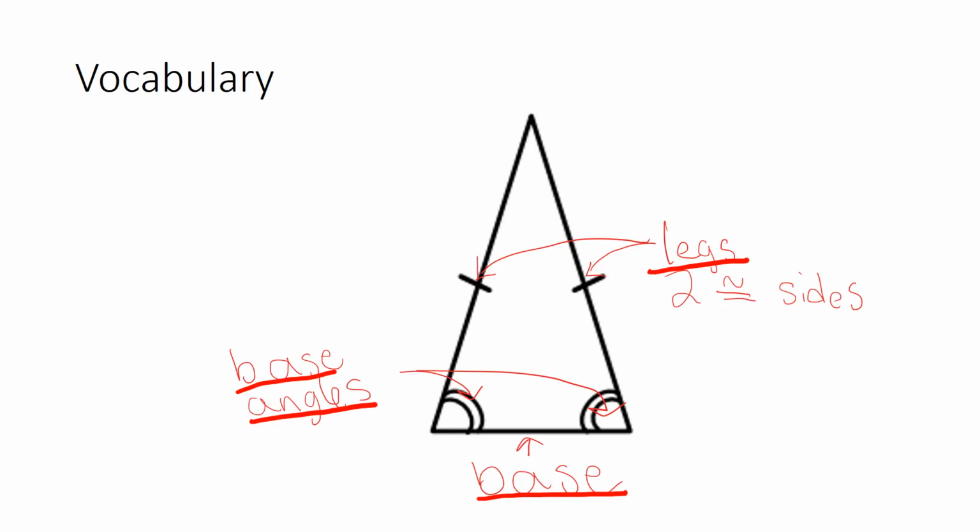If you notice in our image here, these base angles are always congruent. They will always and forever be congruent, so make note of that. And then up on top we have the vertex angle, which is just the angle that's not connected to the base. Make sure you get all those notes added into your notebook.